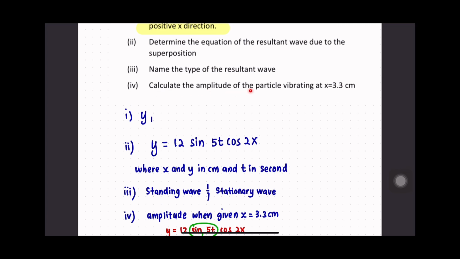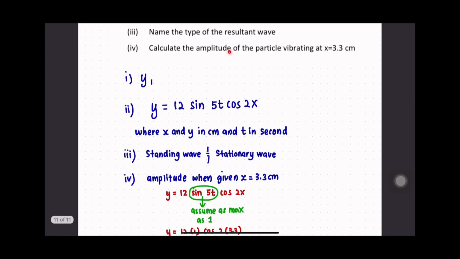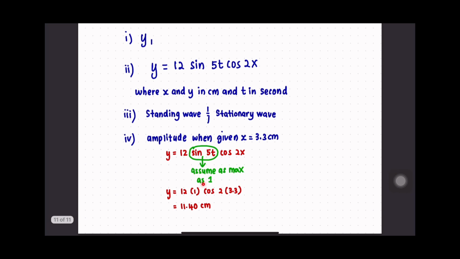Okay, calculate the amplitude of the particle vibrating at x equal to 3.3 cm. So kalau dia minta nilai amplitude ni adalah y. Dia nak nilai ni, tapi dia nak particle vibrating at x equal to 3.3 cm. Maksudnya kita ada value x, tapi kita ada value t, betul? So kita assume that sin 5t ni equal to 1. Sebab bila perkataan amplitude, maksudnya dia adalah perkataan yang paling maksimum lah kan. So function sin awak ni kena maksimum. Function ni kalau maksimum dia 1, minimum dia 0. Jadi kita kena assume sin 5t ni equal to 1. Just assume that.